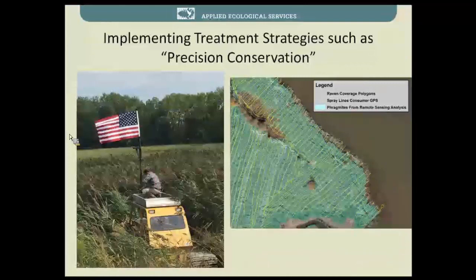So, precision conservation. Here's a unit that we have, a Marsh Master, doing very precise coverage and treatment over Phragmites in the coastal environment of the Great Lakes. You can see the track lines, you can see how they overlap. And even with this precision, the root septa impact on treatment will result in all sorts of little patches that remain that need to be retreated.